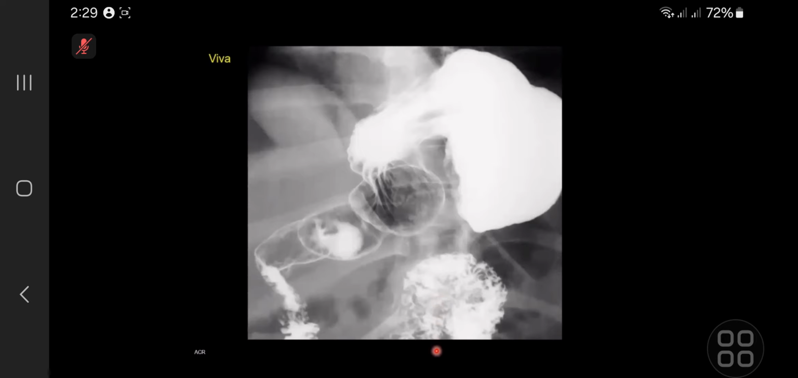So that's the barium meal follow through, in which I can see the pylorus is rotated downwards. So I will correlate with the history. I can see also there is a narrowing of the second part of the duodenum as well. I am not at all worried about this. This is simply not distended in this film.